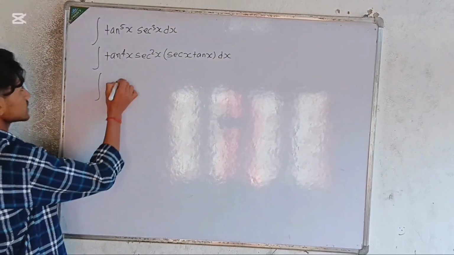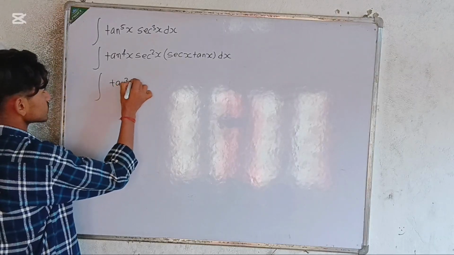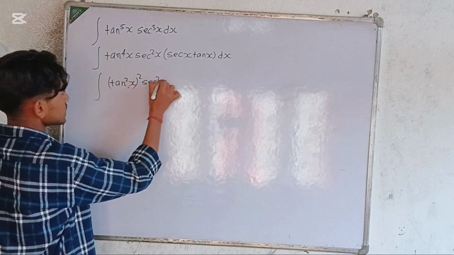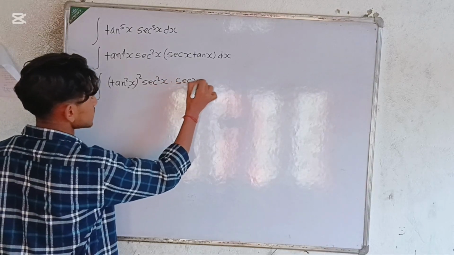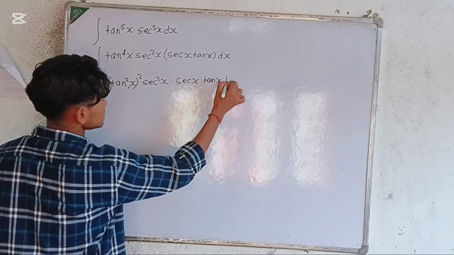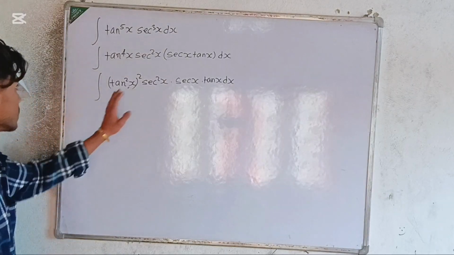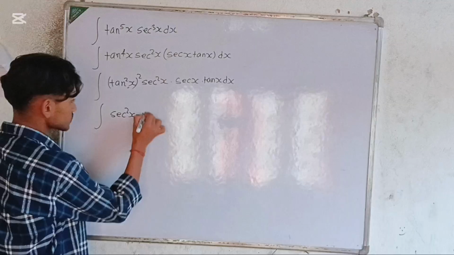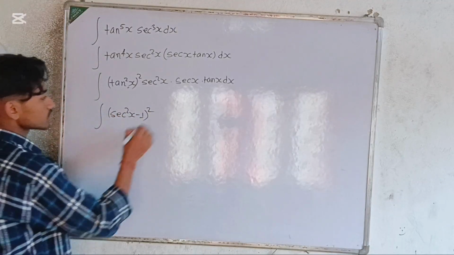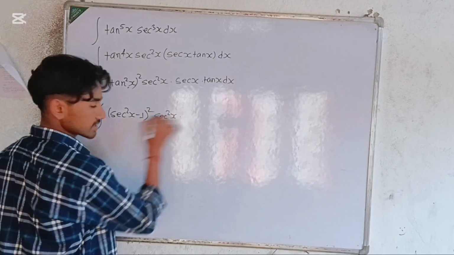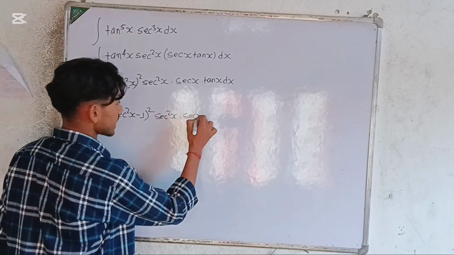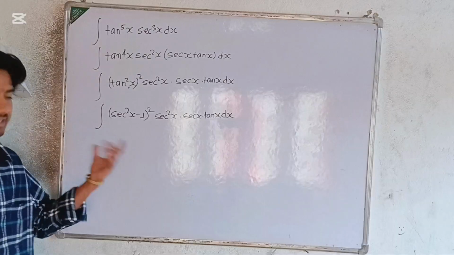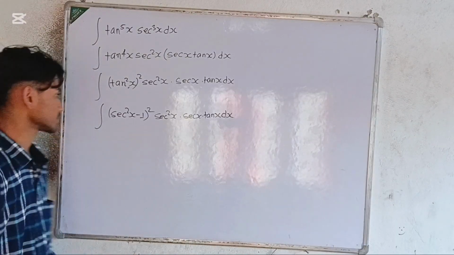And you can write this as tan squared x, squared, times secant squared x, times secant x tan x dx. So by the property, you can write it as secant squared x minus 1, raised to the power 2, and secant squared x, and secant x tan x dx. Up to there, I think there is no problem here.